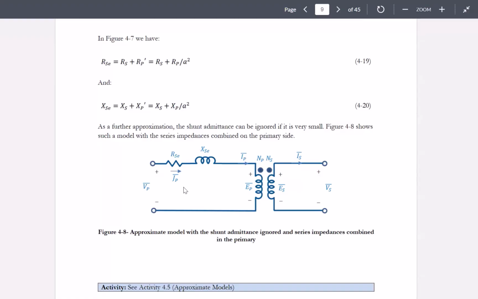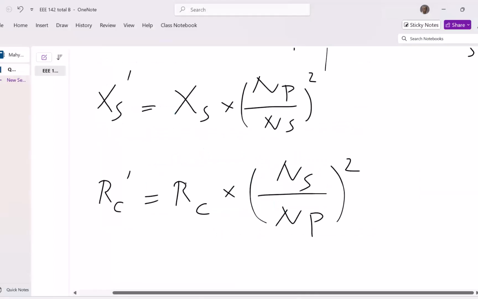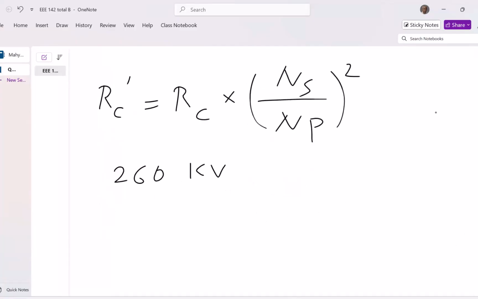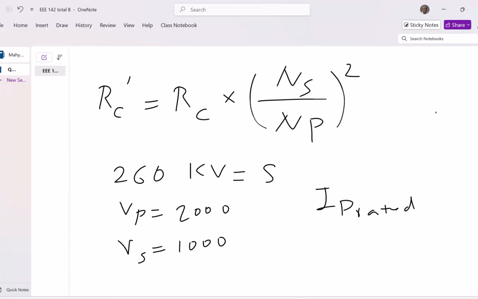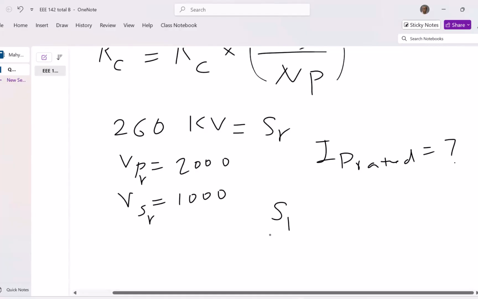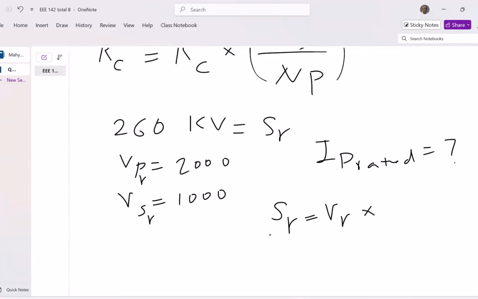So how do you find the rated current? From the nameplate of the transformer. If your transformer nameplate is 260 kVA, that's the S, right? And if they say that VP is 2000, VS is 1000, then how would you find IP rated? I put R just for rated because it's hard to read on this. VP rated, VS rated, this is S rated. So how would you find IP rated? Basically, S rated should be equal to V rated times I rated.